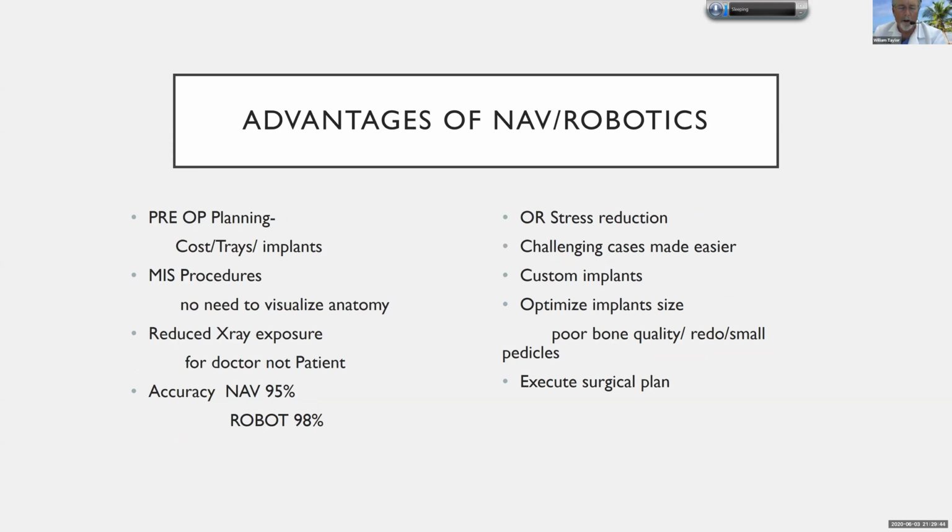And where do you get this advantage? It was mentioned earlier, pre-op planning. I hate pre-op planning. I hate looking at the things. I don't want to do any pre-op planning. But the fact is, if you can do pre-op planning and you can take that cost savings into less implants, less trays, less equipment, less sterilization, and you can turn it then into an MIS procedure.